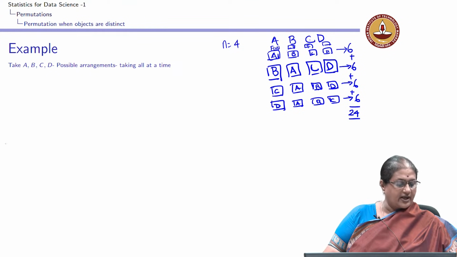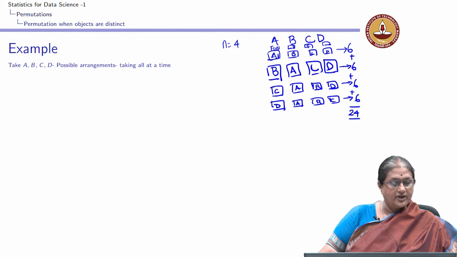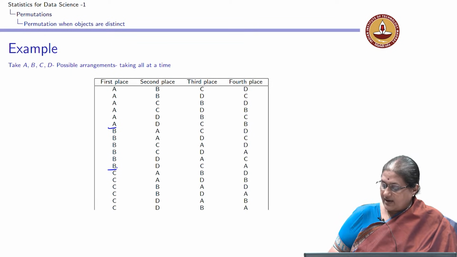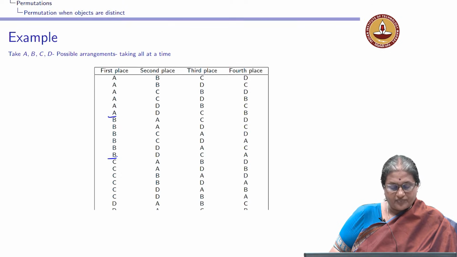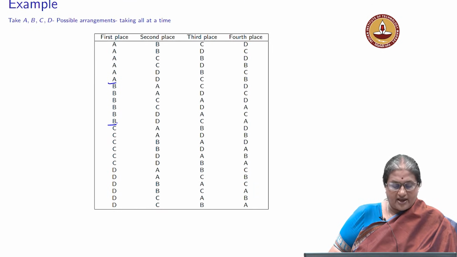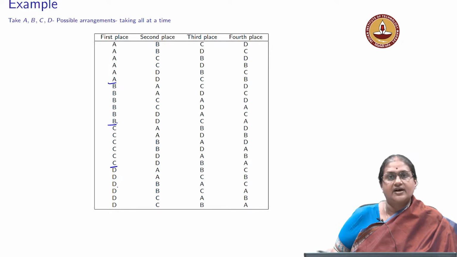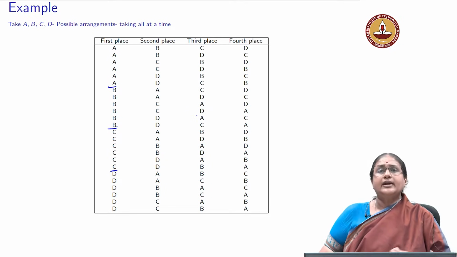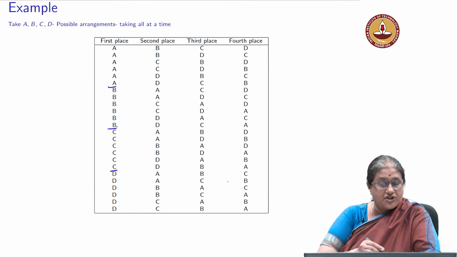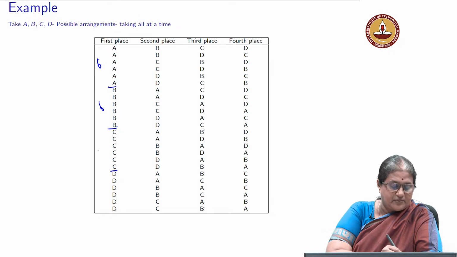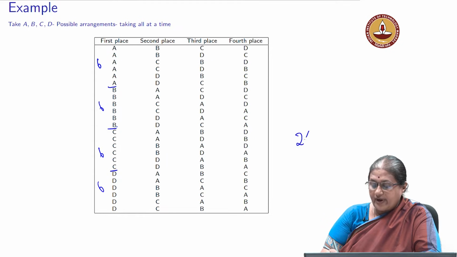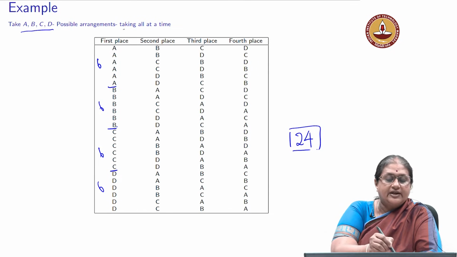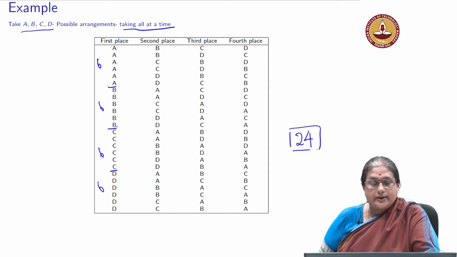I can list all the arrangements in the following way. So, I have 6 from A, 6 from B, 6 from C and 6 from D, and the total number of possible arrangements in this case you can see is 6 plus 6 plus 6 plus 6. I have 24 possible arrangements of A, B, C, D taking all at a time.